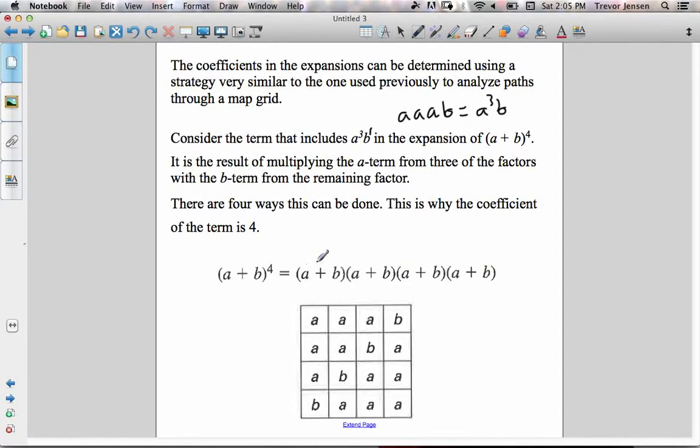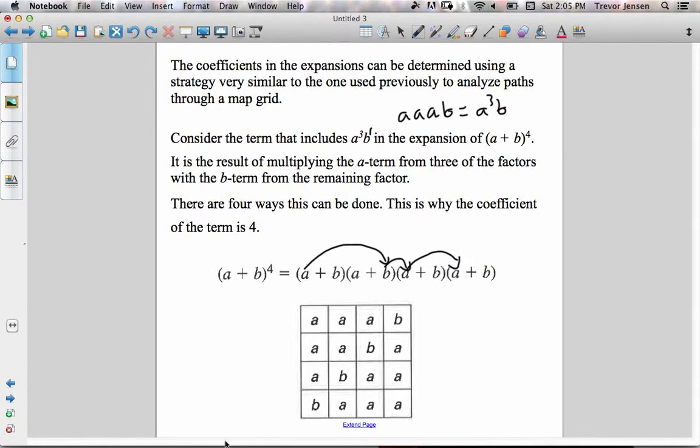So when I get a cubed b, what has happened is you've multiplied 3 factors of a together and 1 factor of b. So you could have done a times a times a times b. That would give you 3 a's and 1 b. That would give you a cubed b. Or it could have been in a different order. It could have been a times b times a times a.